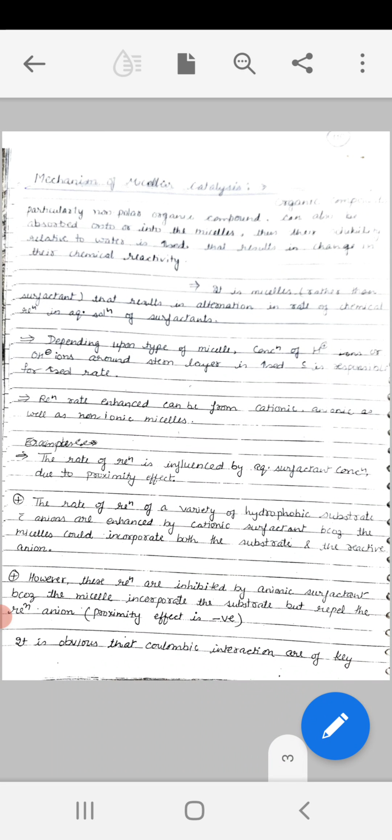The rate of reaction of a variety of hydrophobic substrates with anions is enhanced by cationic surfactants because the micelle would incorporate both the reactants. Coulombic interactions are of key importance in determining the interaction between ionic micelles and reactive ions. Some examples of cationic micelles, anionic micelles, and zwitterions we will study in the next lecture.